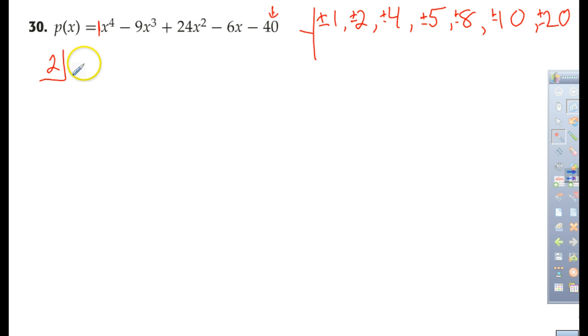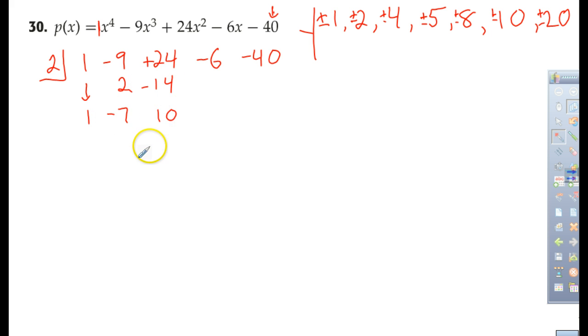Let's see if 2 is a root or not. So let's plug it in. 1, -9, +24, -6, -40. So 2 times 1 is 2. -7. We get -14. That comes out to 10. And 20. That comes out to what? 14. 14 times 2 is 28. And it's not 0, so that means 2 is not a root. Let's try another.